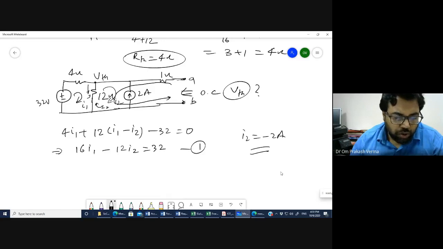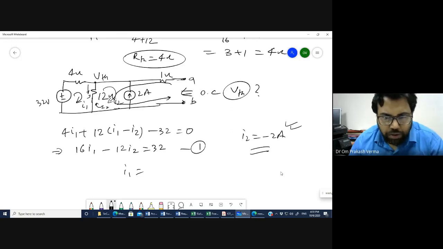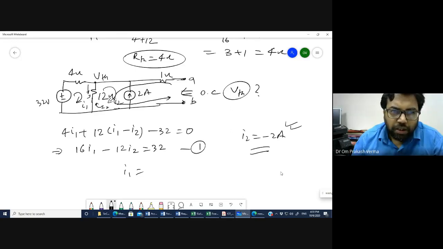So what is I1? Can you calculate? I2 is minus 2 ampere. No problem. Is there any problem? You can ask. You have considered I2 like this, and this current is going like this, so this I2 is nothing but minus 2 ampere. Now put the value I2 equals minus 2 ampere. So 24 plus 32 divided by 16. It will come to 0.5 ampere, right?